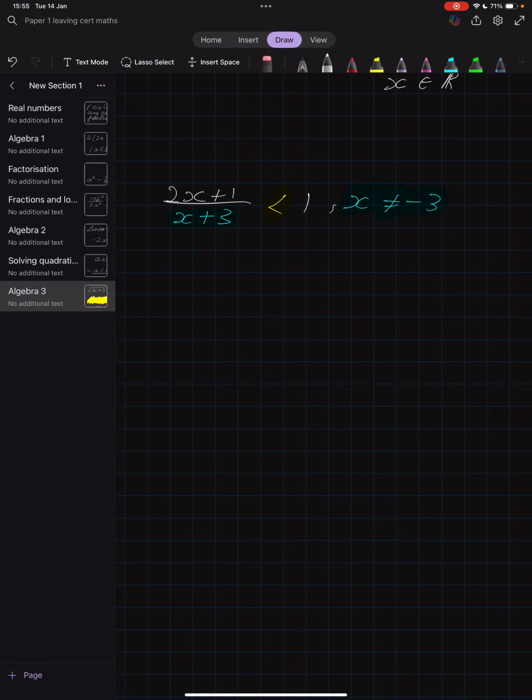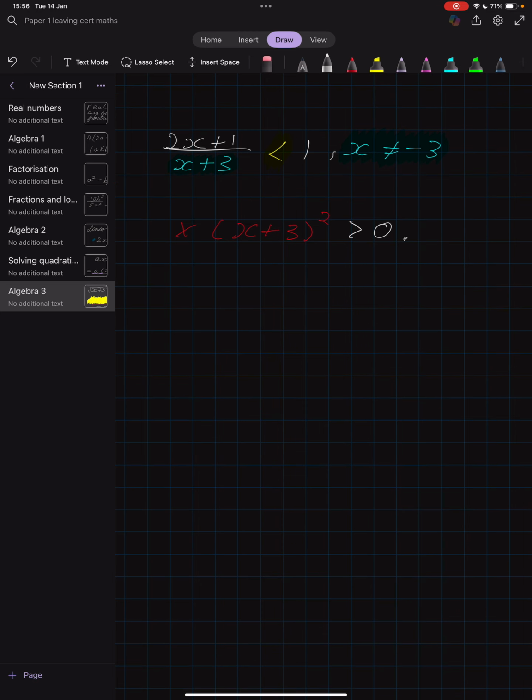So, we are going to multiply by x plus 3 squared. Okay? Because this thing is strictly positive. So we know we're multiplying by something positive and that covers us. And that's basically the trick of it. The rest of it is just kind of maths.